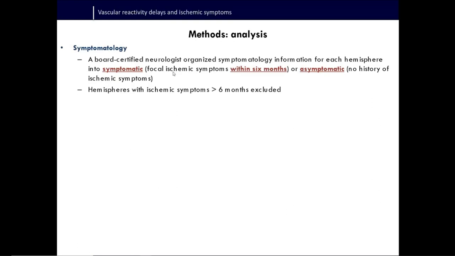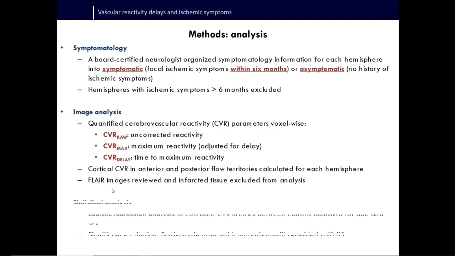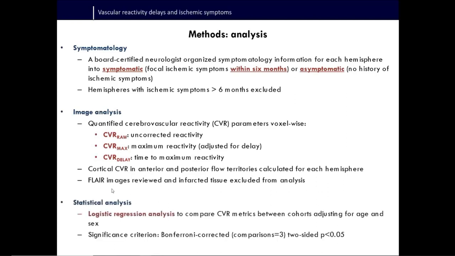So, the methods in terms of the analysis: we had a board-certified neurologist look at symptoms. They categorized the symptoms as either focal ischemic symptoms within the last 6 months or asymptomatic. Hemispheres with ischemic symptoms that were older than 6 months were excluded. We then calculated these same parameters, the CVR raw, max, and delay, in different flow territories and different hemispheres. And if they did have a prior stroke, we used the segmentation from the FLAIR to exclude that tissue. So we're not looking in infarcted tissue, we're looking in healthy or viable tissue.